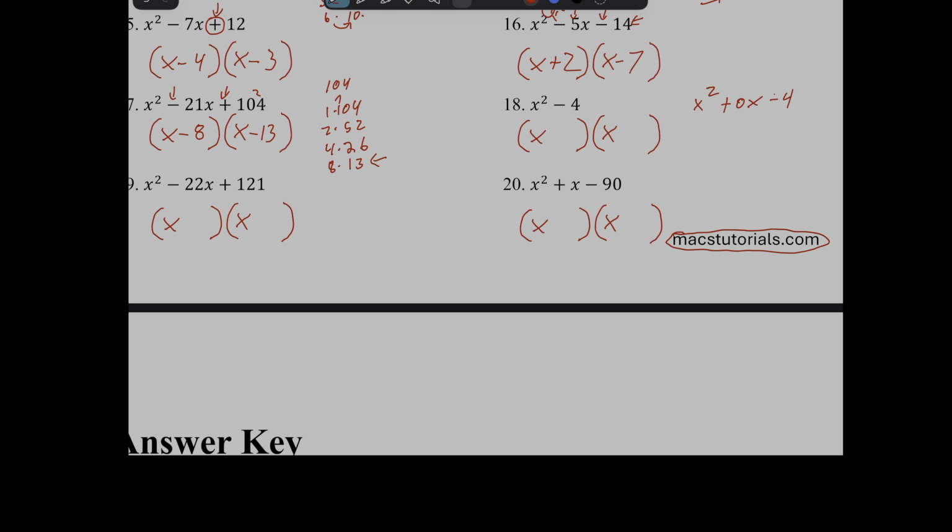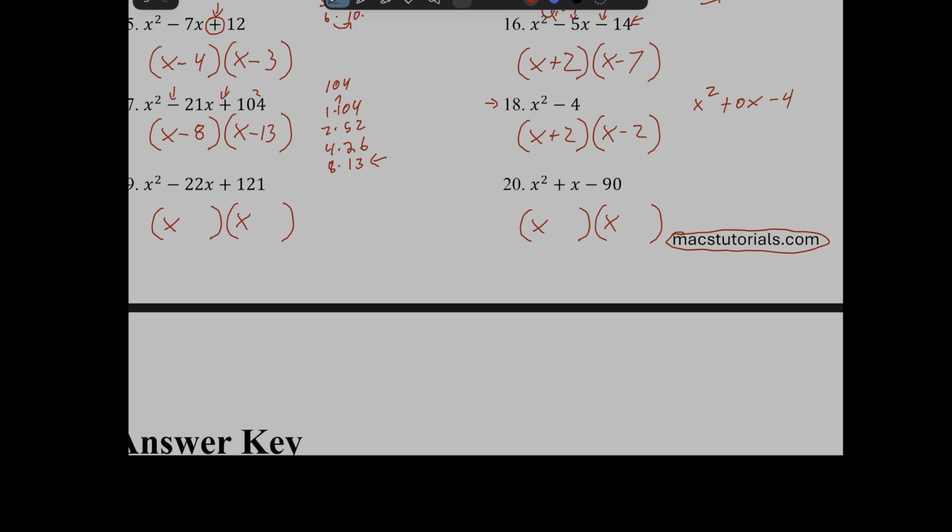So the third term is negative, so my signs will be different. Now, here's how you're going to ask this. What multiplies to 4 but subtracts to 0? And the answer is 2 and 2. Okay? Positive 2 times a negative 2 is a negative 4. Positive 2 plus negative 2 is 0. So that gives me my 0. Of course, you have 0x, you don't write it, and that's why it looks like that.